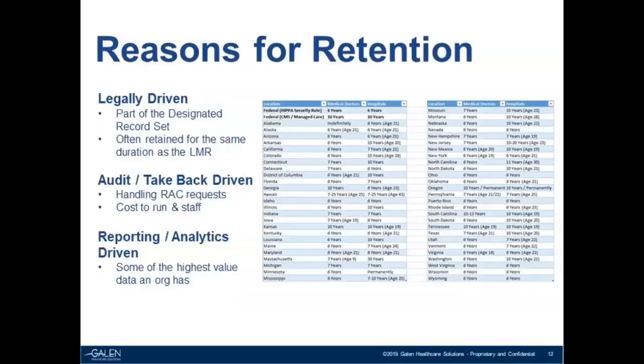So related to retention requirements, obviously the reasons for retention are pretty well known. A lot of it is simply the letter of the law. A lot of this financial data is undoubtedly part of the designated record set in your organization, and certainly is part of the designated record set as is defined by general guidelines, which means that it can certainly be part of e-discovery and any kind of request for record.